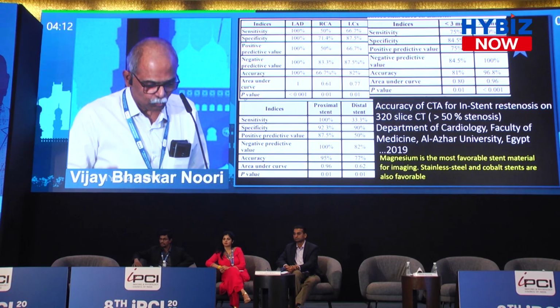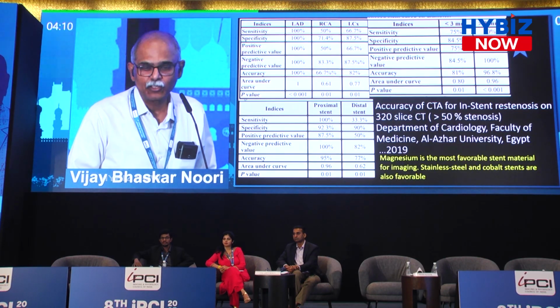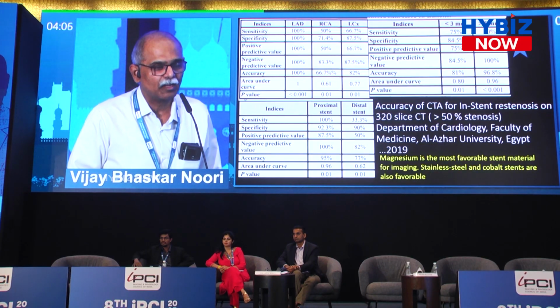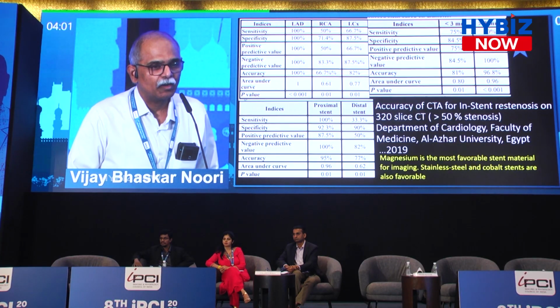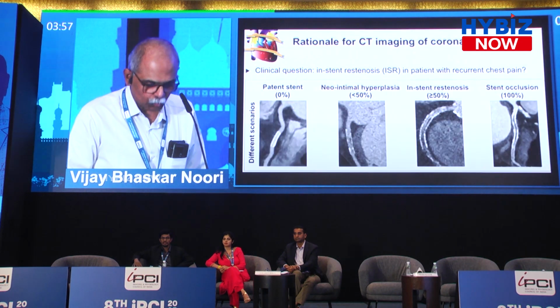I would suggest you send for a CT angio, because whatever might be the machine, the accuracy falls below 80% if it is a stent less than 2.5 millimeters. So that's what I've been shown about.